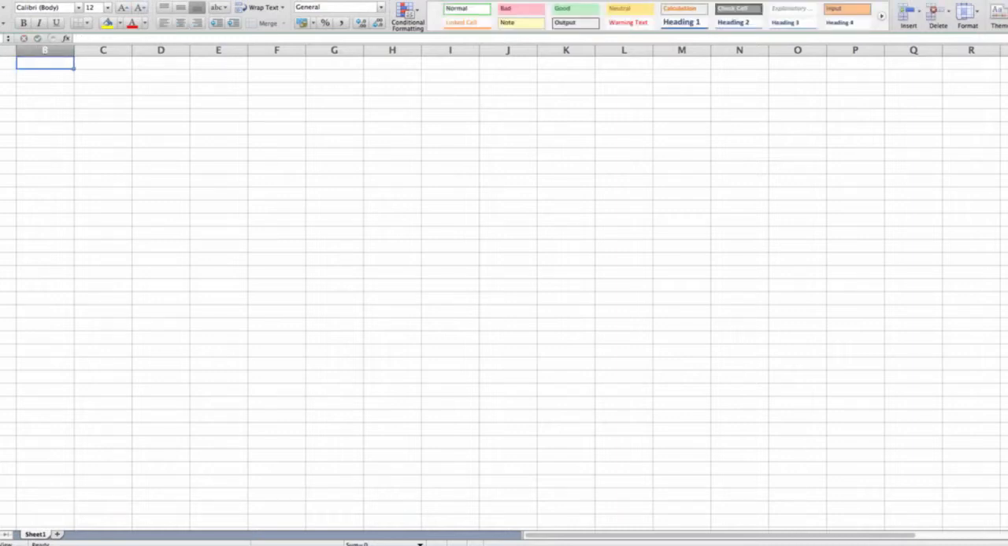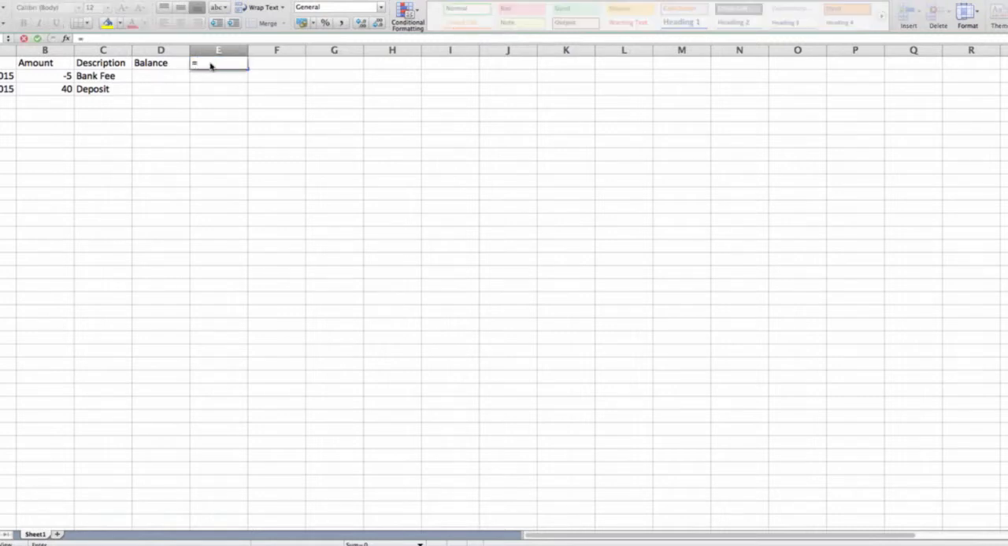I'm just going to write at the top, I'm going to write date, I'm going to write amount, I'm going to write description, and balance. We'll put in the date as today. The amount is minus $5 and say it's a bank fee. And we'll put a balance there for now because we're going to calculate it. And then we'll put in the 30th of March again. And we're going to say $40 and we're going to say deposit. And that's it. Okay?